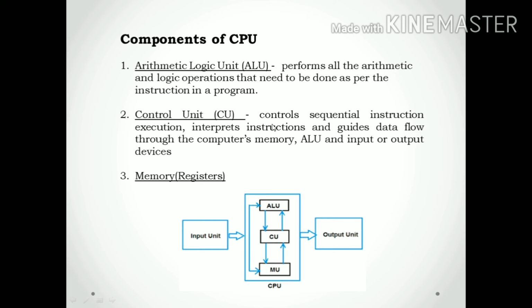Then next is control unit. It controls the sequential instruction execution, interprets instructions and guides data flow through the computer's memory, ALU and input or output devices. So what's the function of CU or control unit? It controls the flow of data. So the direction of data, like where the data should go.